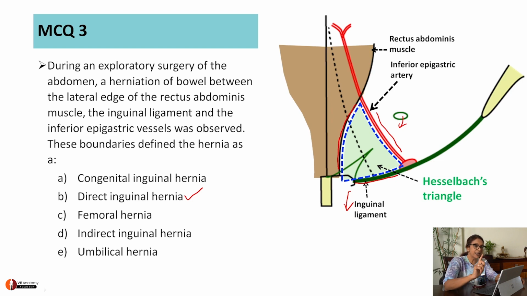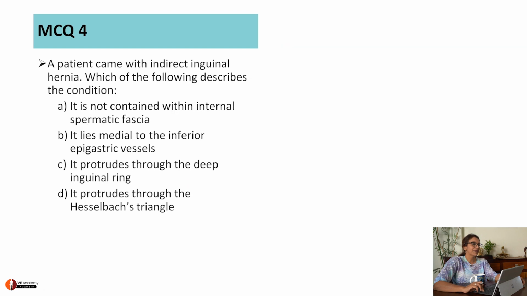So it has to be direct inguinal hernia, which is a kind of hernia that comes through the Hesselbach triangle. It has to be direct. Let's take a look. B is the option. Okay? Knowledge makes you solve MCQs faster and easily.